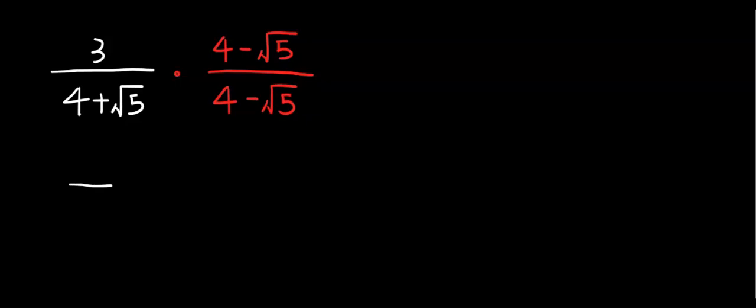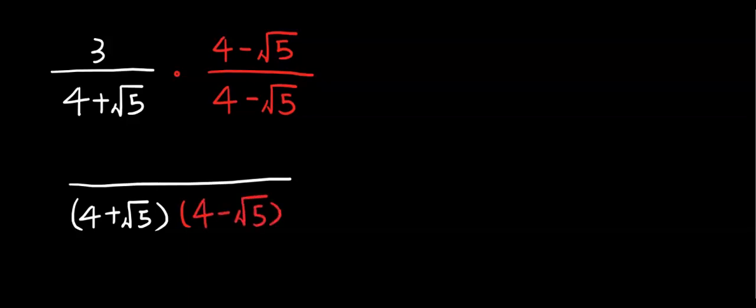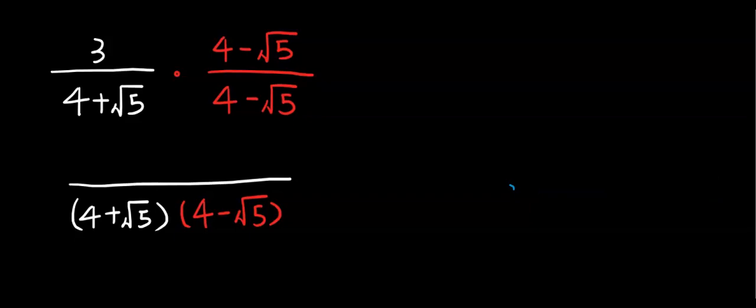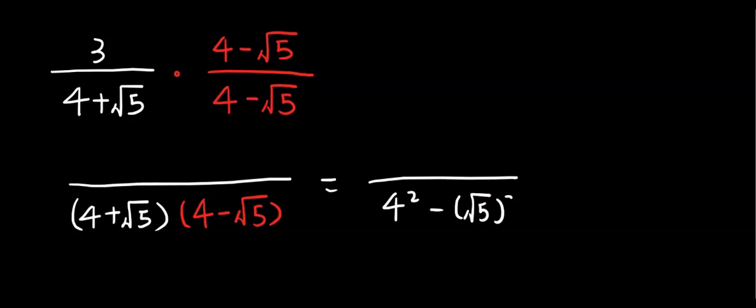Alright, now top times top, bottom times bottom. Let's see what happened to the denominator. The denominator says 4 plus square root of 5 times 4 minus the square root of 5. And I hope you still remember this. If a plus b times a minus b, we have a squared minus b squared. That's the binomial sum times the binomial difference. It's a squared minus b squared. For this reason, what we're going to have is the first quantity squared minus the second quantity squared.